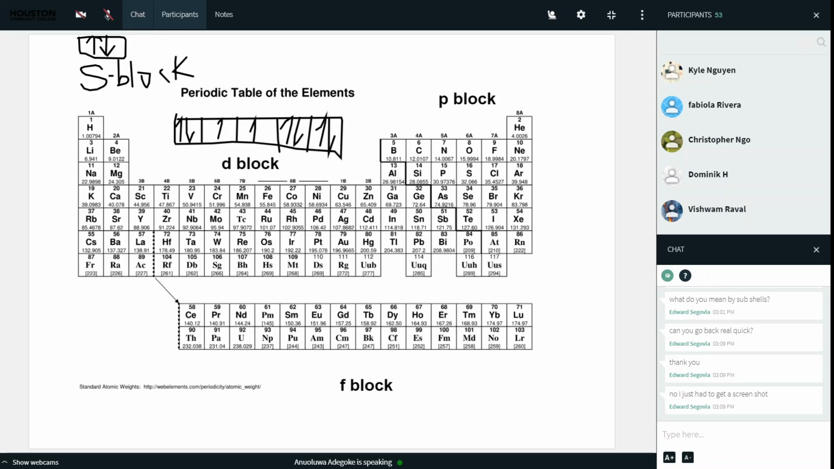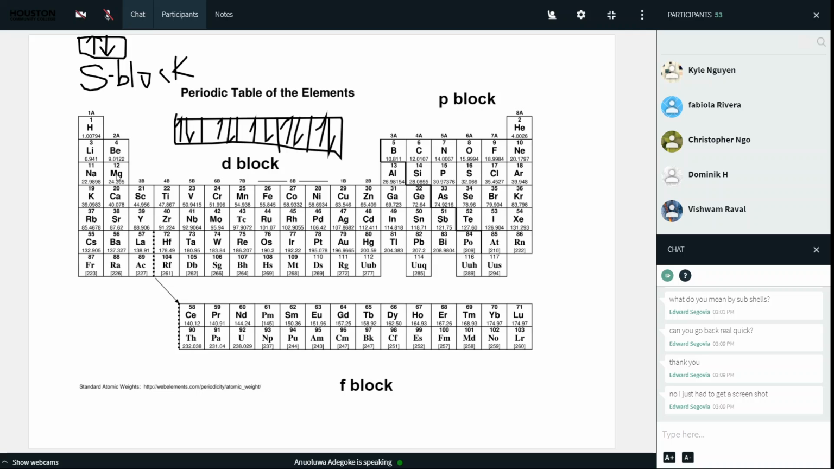So it should be full arrow. I'm just doing that to be fast. Each box in a D orbital can hold 2 electrons. That is why in our D block we have 10 boxes, corresponding to the 10 electrons a D orbital can hold. Does that make sense? There are 10 boxes in the D block on the periodic table because the D orbital can hold 10 electrons.